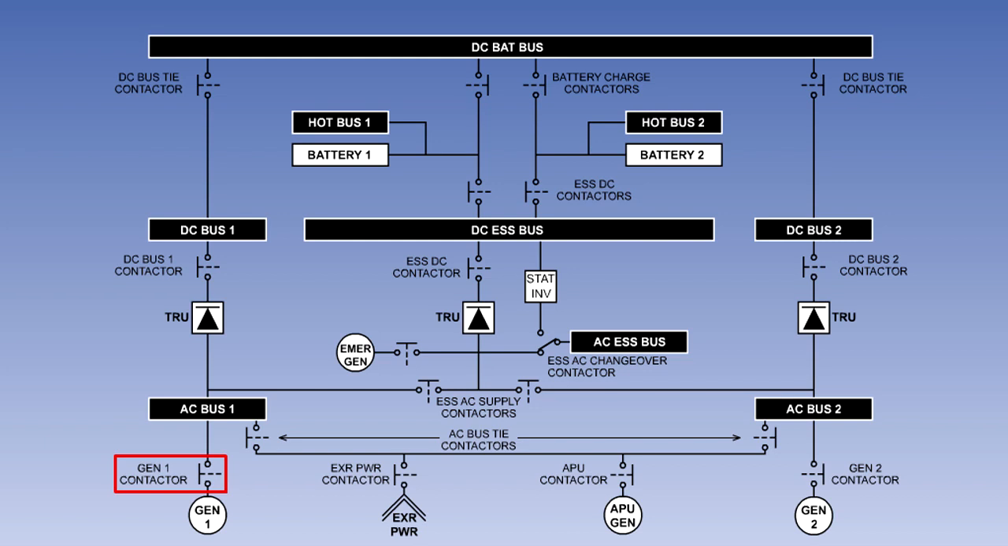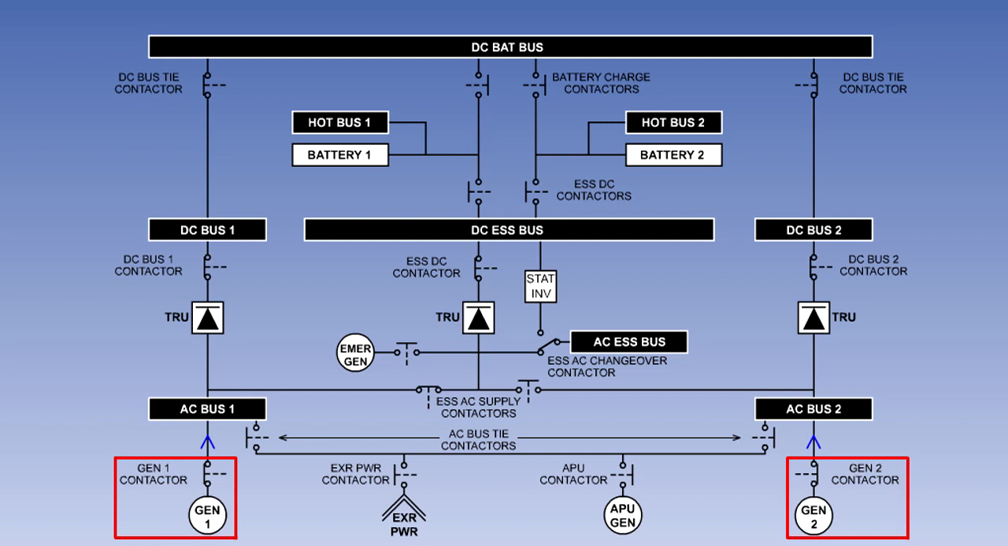You will also notice that the various electrical relays that are used to control the system are referred to by Airbus as contactors. So, for instance, the component that previously was referred to as Generator 1 control breaker is in this system known as Generator 1 contactor, same component, different name.